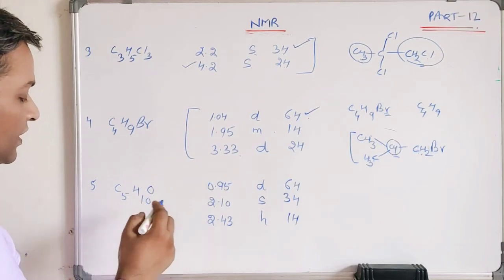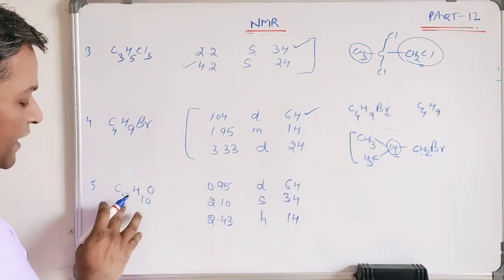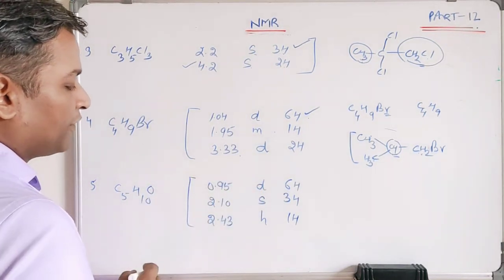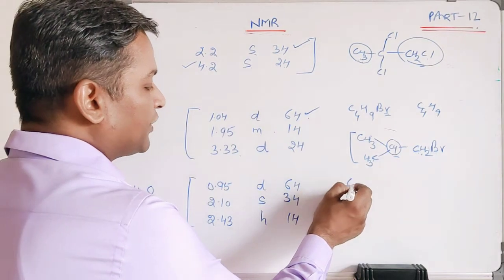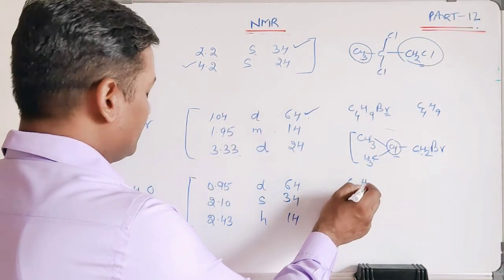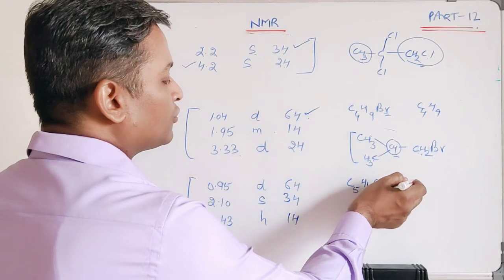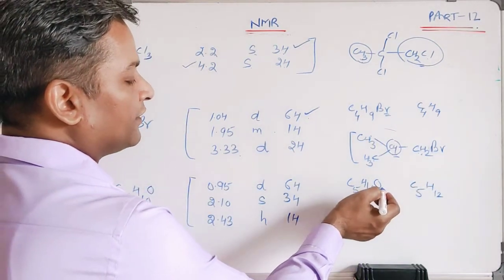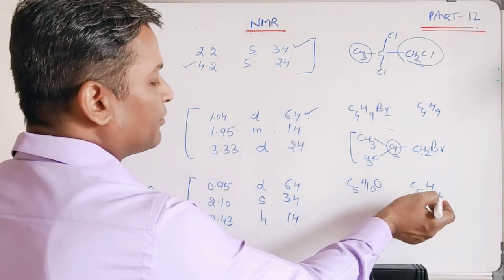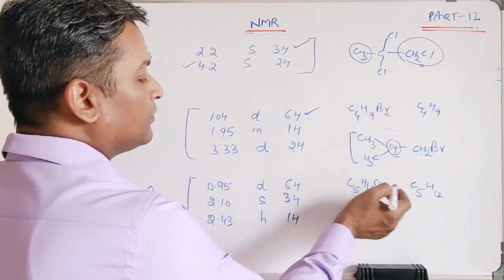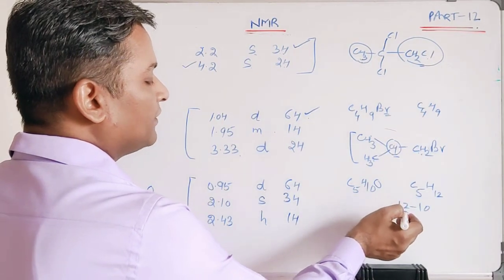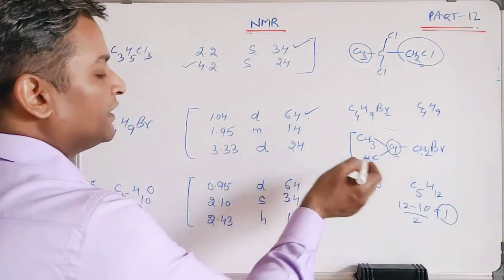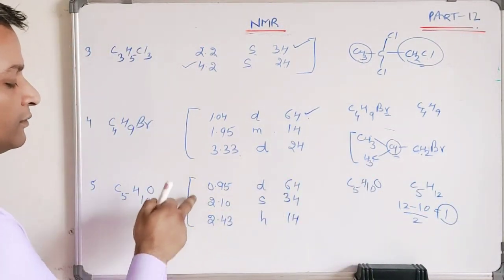Then we have this compound C5H10O. It contains 3 types of proton environment. Let's find out the degree of unsaturation of this compound. For C5H10O, the saturated formula is C5H12, since oxygen does not cause any decrease or increase, so the protons remain 12. So 12 minus 10, divided by 2, is equal to 1. It means that the degree of unsaturation of this compound is 1. It means this compound must contain a double bond.